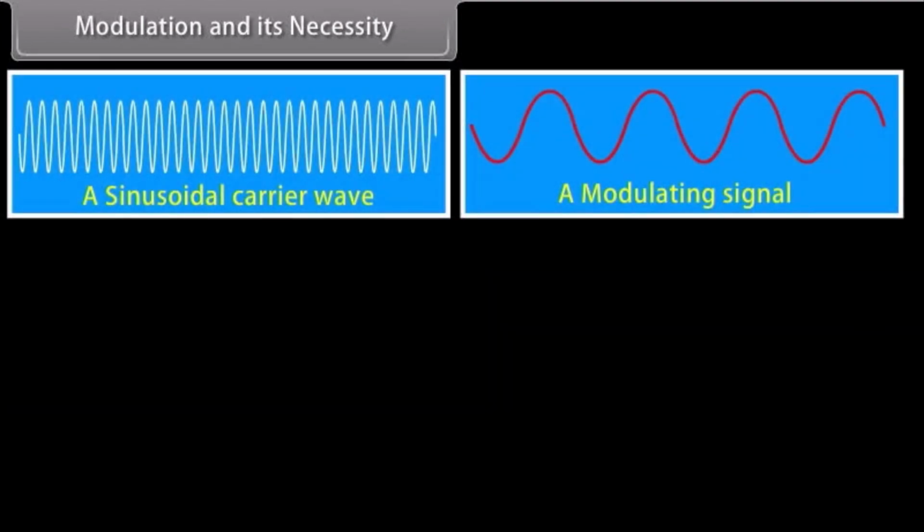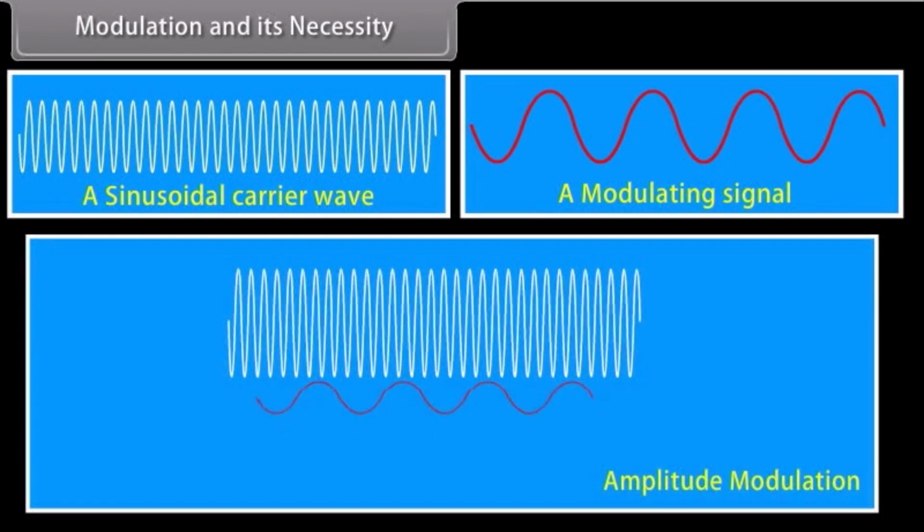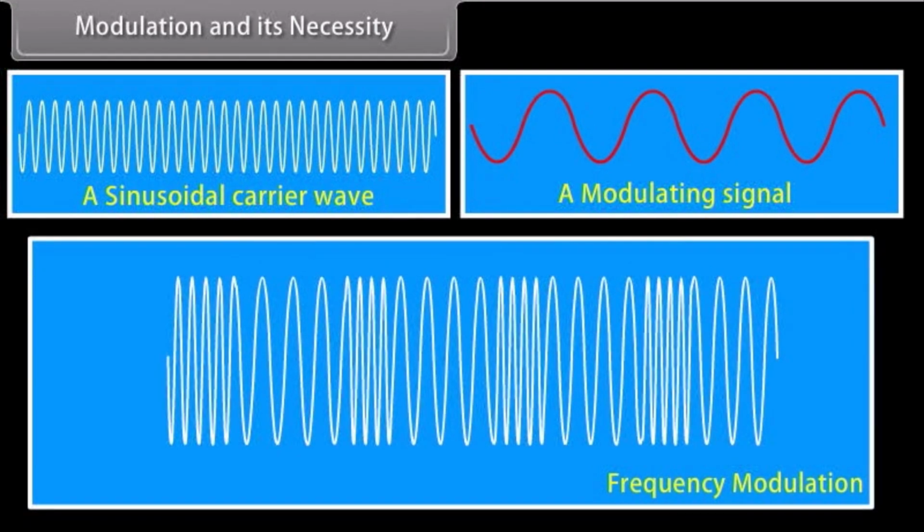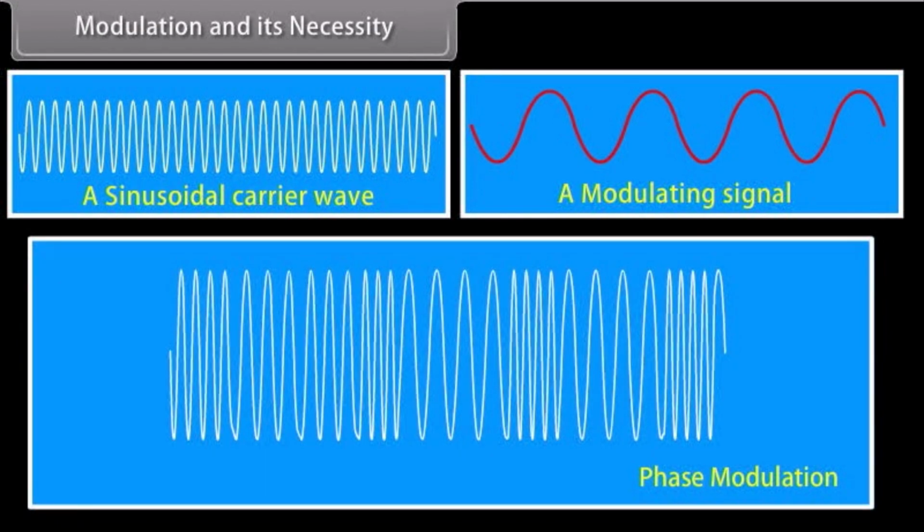There are 3 types of modulation: amplitude modulation, frequency modulation, and phase modulation.